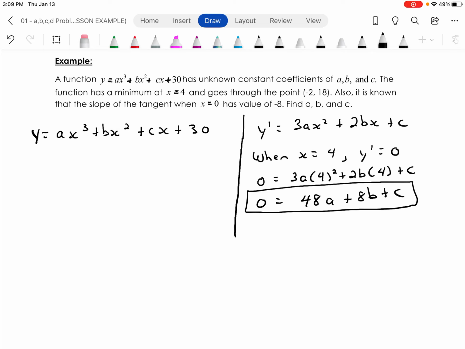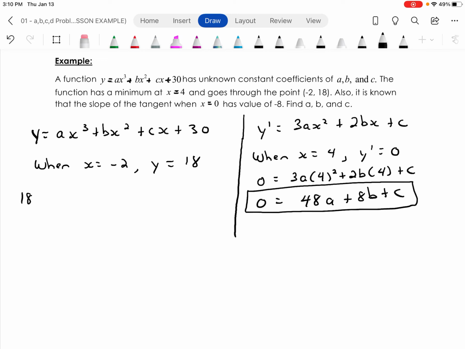Let me move on to another piece of information and see what else I can find out. So the next piece of information is, it goes through the point (-2, 18). Well, that's over here. That's a point. That's not the derivative. So I'm working with the y values there. And so what I find out there is when x equals -2, y equals 18. So I can sub that into this equation on the left-hand side here. It's the y equation. It didn't talk about slopes. It talked about a point.